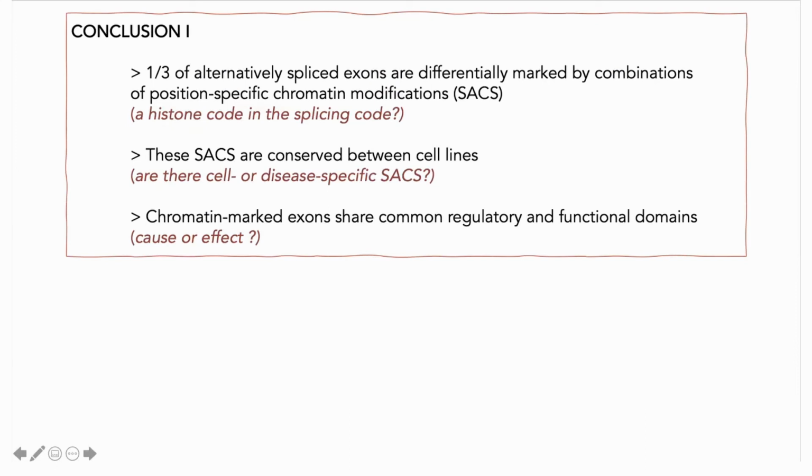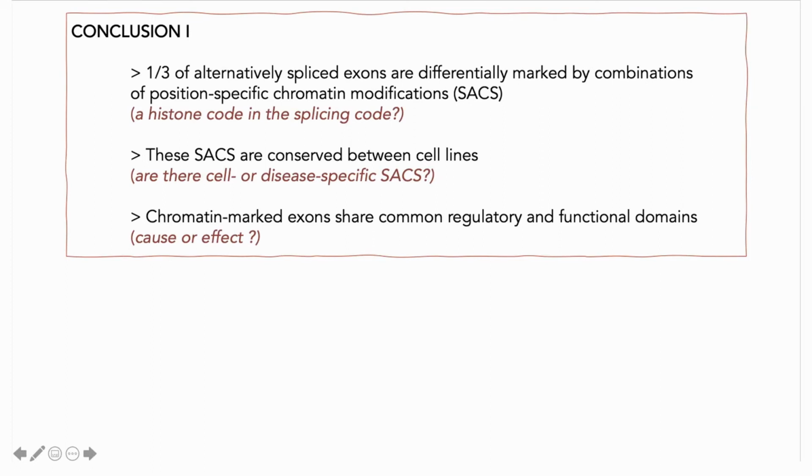So in conclusion of this first part, what we observed is that actually a third of all the alternatively spliced exons expressed in a specific cell type will be potentially differentially marked by a combination of histone modifications in a highly positioned specific way, what we call SACS, suggesting that there could be a histone code in the splicing code. Also, we observe that those SACS are conserved between cell lines, which doesn't exclude that there could be cell-specific SACS or even disease-specific SACS, and that would be very important for targeting those events.